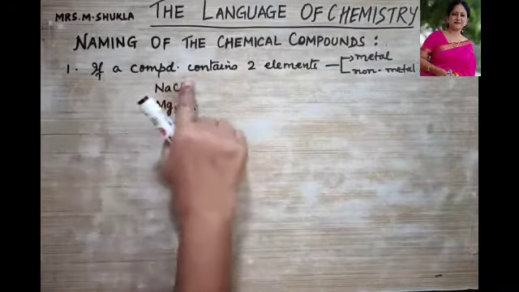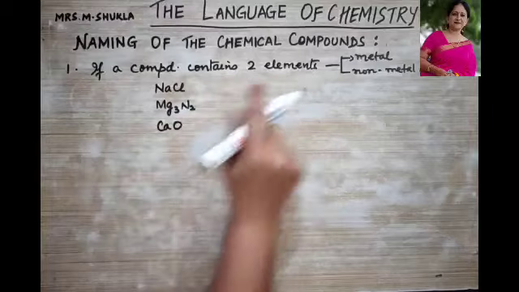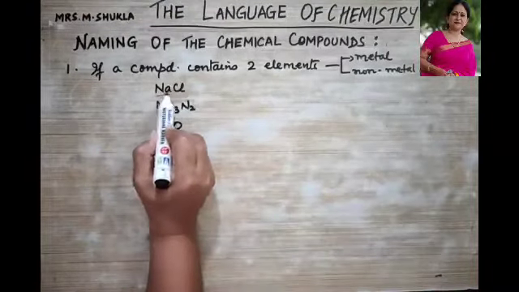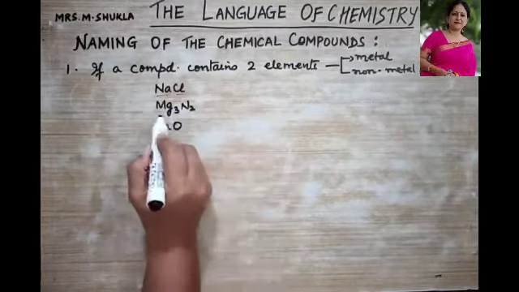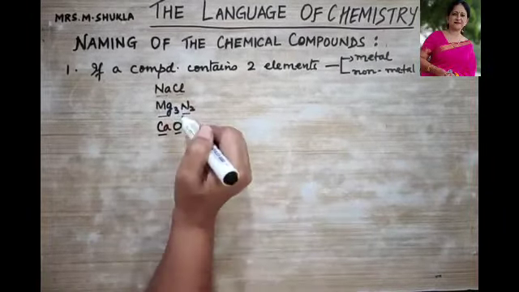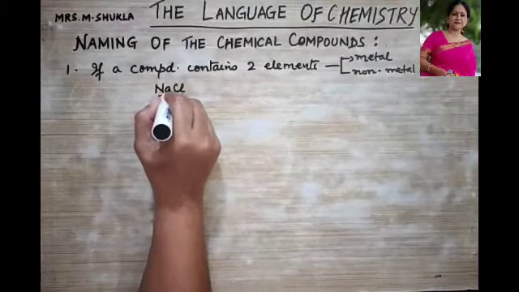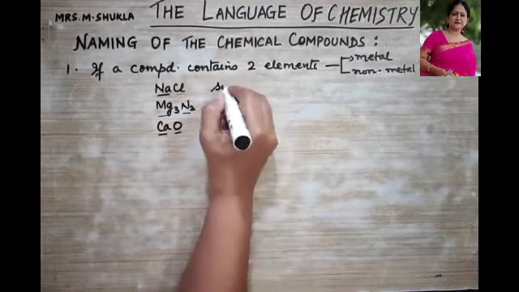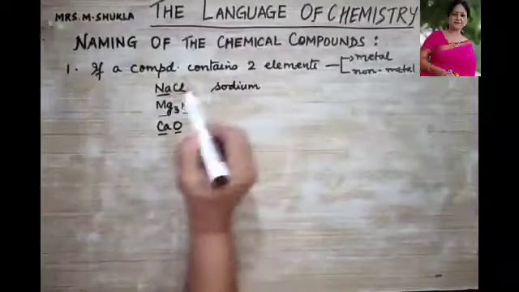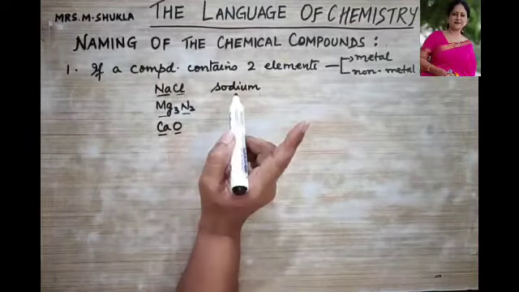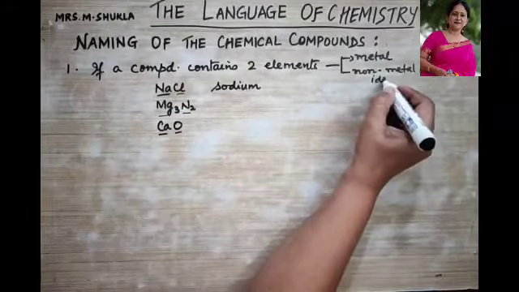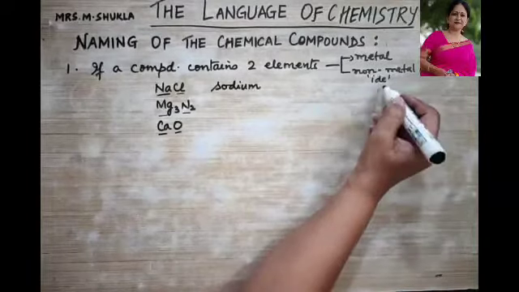So what did I say? These are compounds which contain two elements. What are those two elements? A metal and a non-metal. So how to name? First we write the name of the metal, that is sodium, and then the name of a non-metal with the suffix IDE.